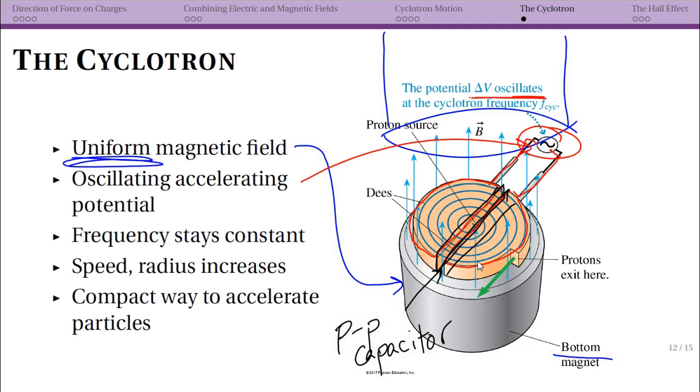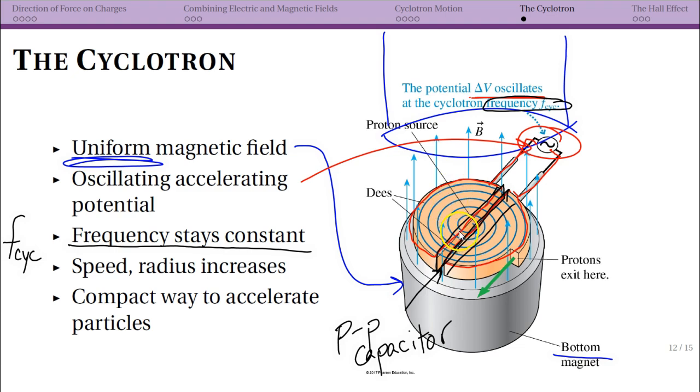Now, how do we set up the magic to actually make that happen? The frequency stays constant. Why? If you go back a few videos to the cyclotron frequency, we saw that it didn't depend on velocity. It depended on the mass of our particle, the charge of our particle, and the magnetic field. So what's nice is we know that the frequency of our oscillating potential is simply the cyclotron frequency. Our particles are basically sloshing back and forth in the circle at a given frequency no matter what their speed is. So we simply slosh the potential back and forth at the same frequency.